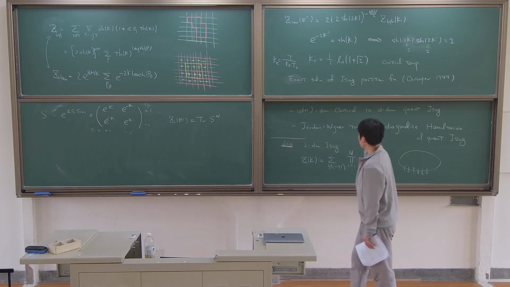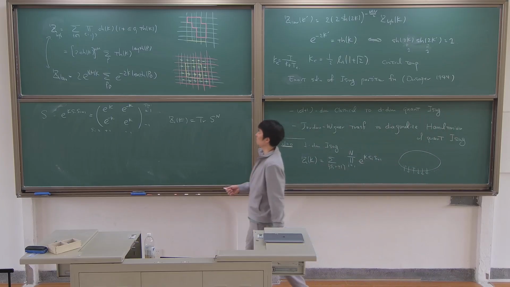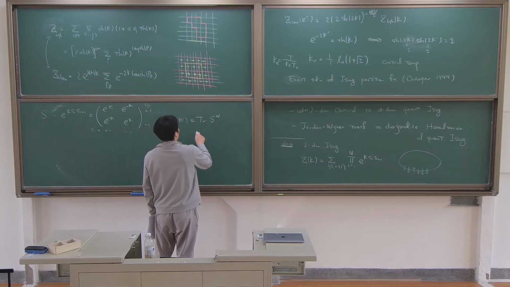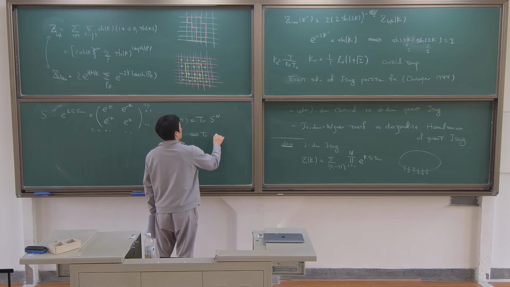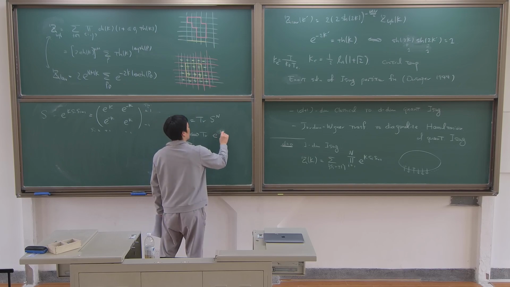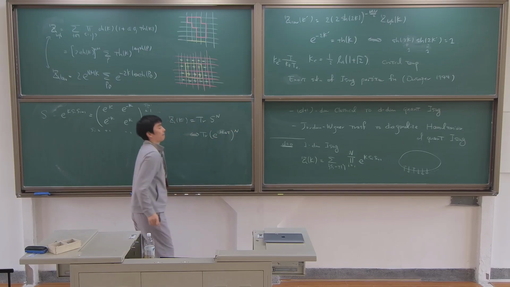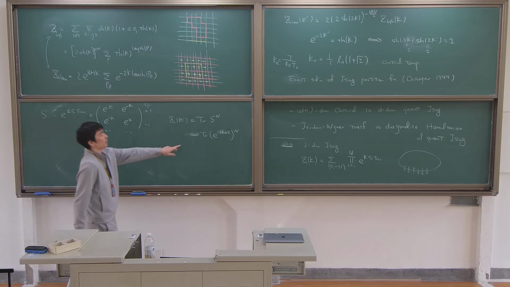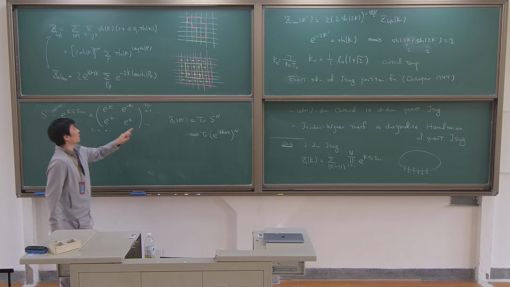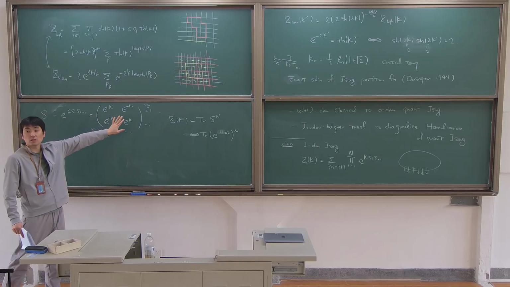So now what we did is very similar to a Hamiltonian. So this can be compared to the trace of e to the minus Hamiltonian times delta T to the N. The Hamiltonian is a 2 by 2 matrix, and e to the minus H delta T can be understood as this 2 by 2 matrix.